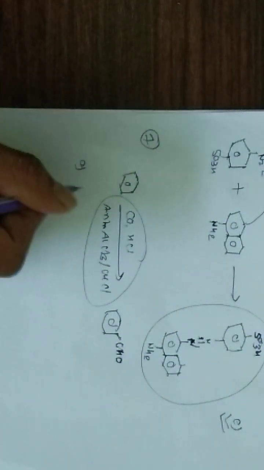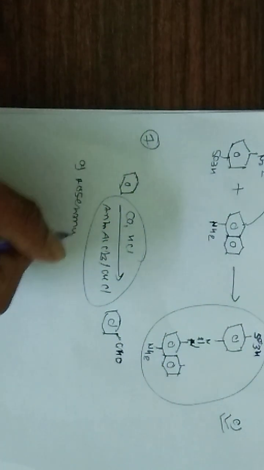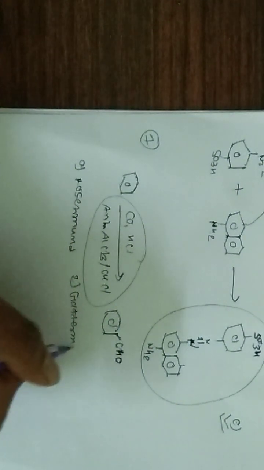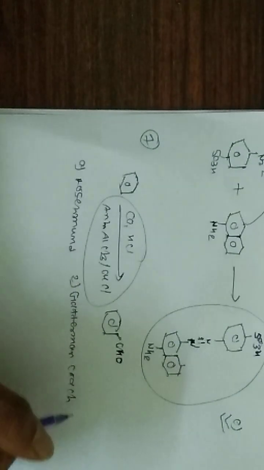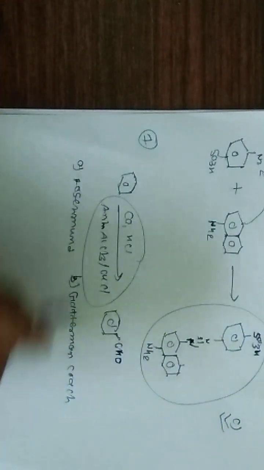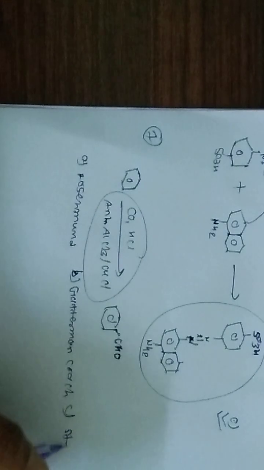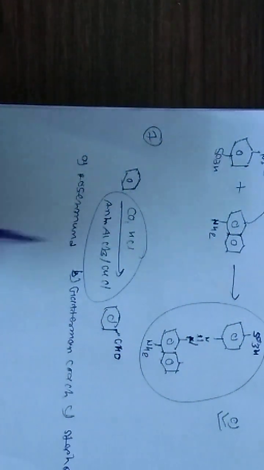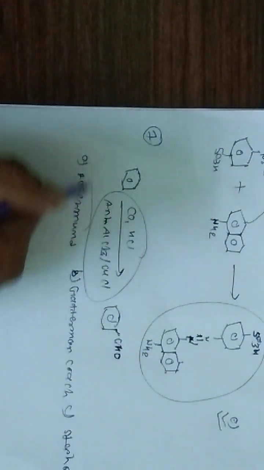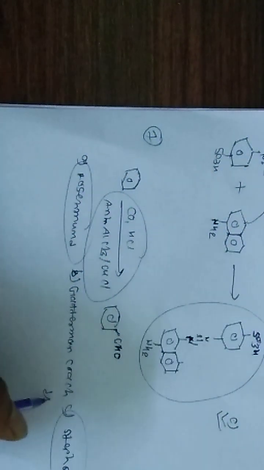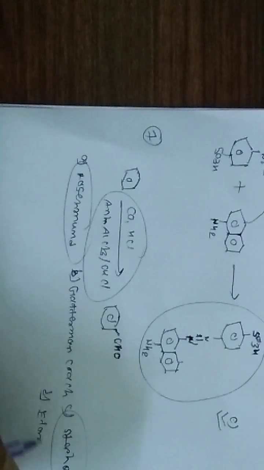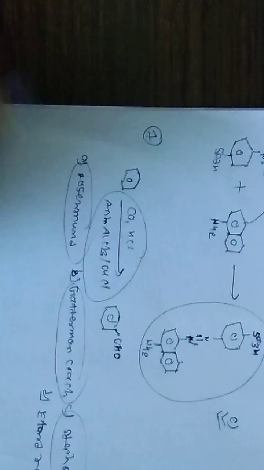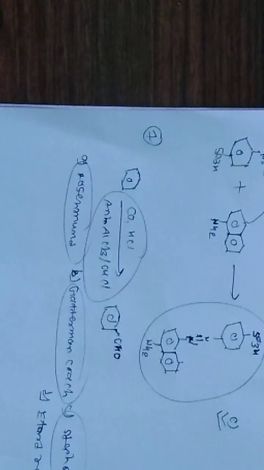Option 1 is Rosenmund reaction. Second option is Gattermann-Koch reaction. Option C is Stephen reaction. In the previous video we have discussed Rosenmund reaction, Stephen reaction, and the last one is Etard reaction. But we have not discussed the Gattermann-Koch reaction.